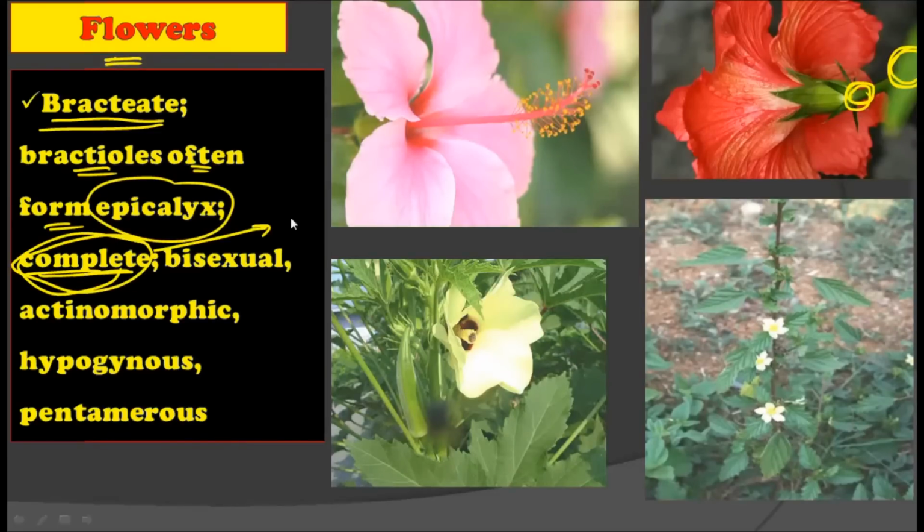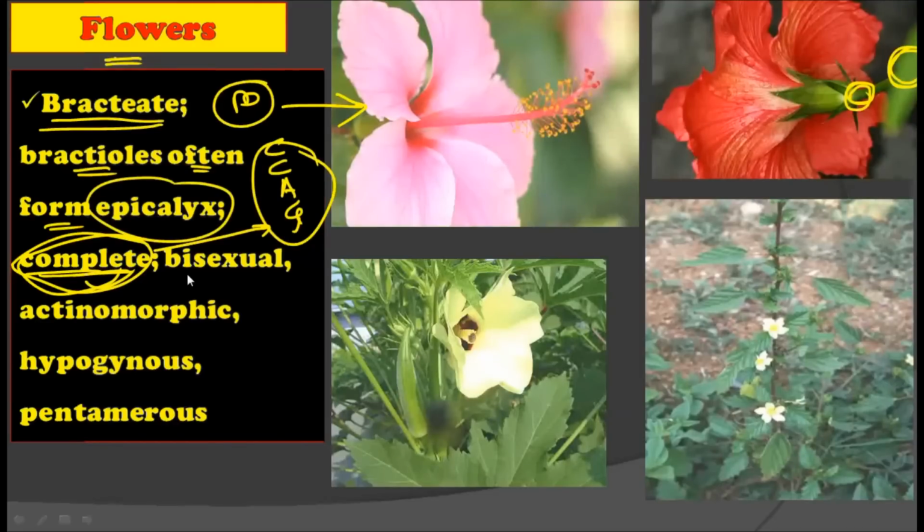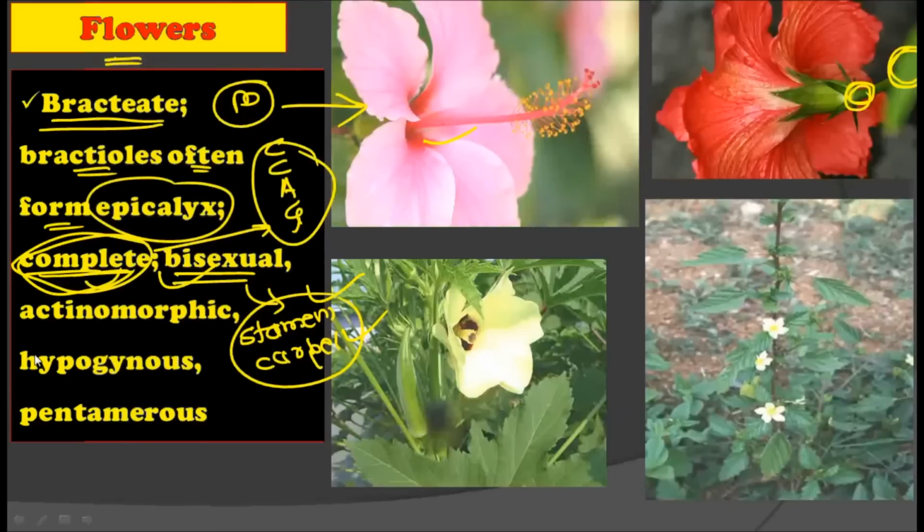The meaning of a complete flower is that it has all the four whorls, that is calyx, corolla, androecium, and gynoecium. When all four whorls are present in a single flower, then such a flower is said to be complete, and all the members of the Malvaceae family show complete flowers. Then flowers are bisexual, that is, both the male sex organ, the stamens, and the carpels are present in the single flower. Such a flower is called a bisexual flower. Then the flower is actinomorphic.